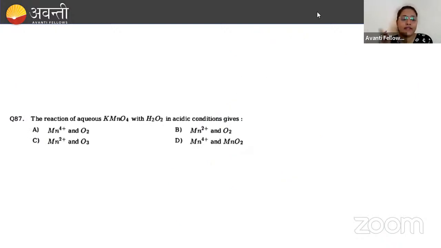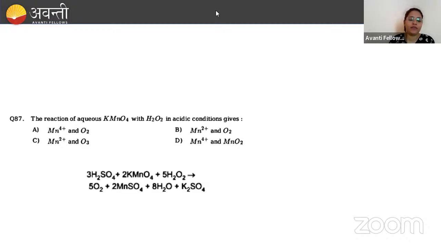Here you can see the reaction of aqueous KMnO4 with H2O2 in acidic condition gives. So you know the reaction of KMnO4 with H2O2. When KMnO4 reacts with H2O2 in the presence of H2SO4, we need H plus ions during the formation of this reaction. So there is a formation of what? Oxygen, MnSO4, H2O and K2SO4.